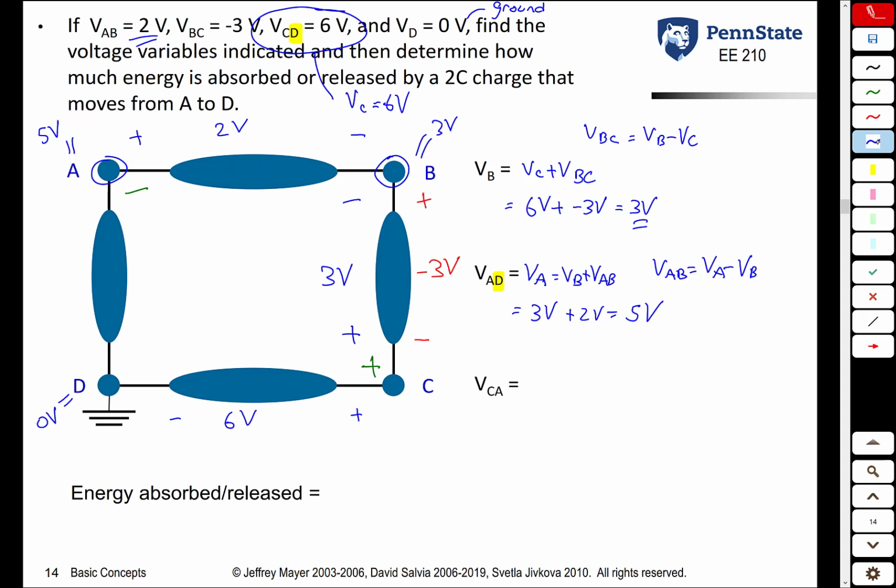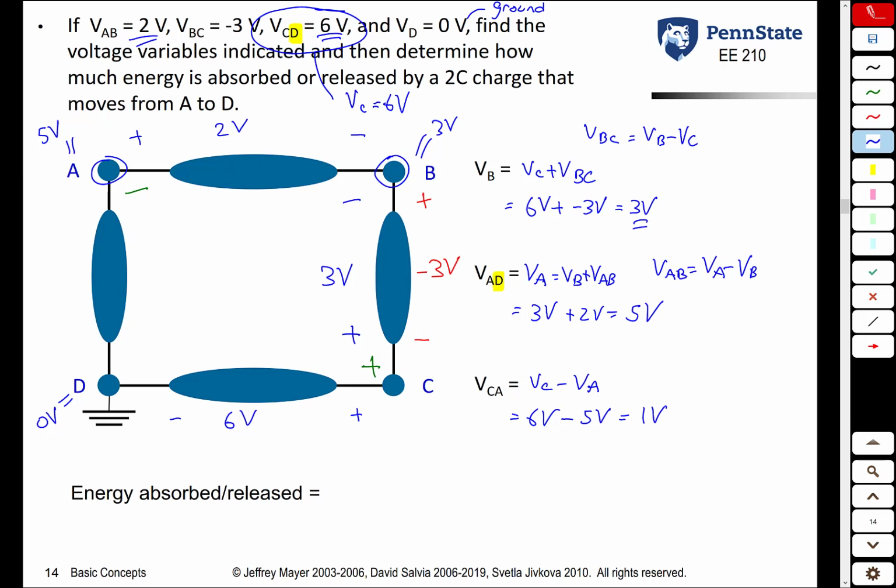But the relative voltage of C with respect to A is the same as the voltage at C minus the voltage at A. So once again, the relative voltage is the difference between two absolute voltages. VC, we were given in the problem, 6 volts. VA, we just solved for in the step above. So we get 6 volts minus 5 volts. We get 1 volt. So what we see so far in this problem is given a couple relative or absolute voltages, you can find the rest of them sometimes just by looking at the relationship between relative and absolute voltages.